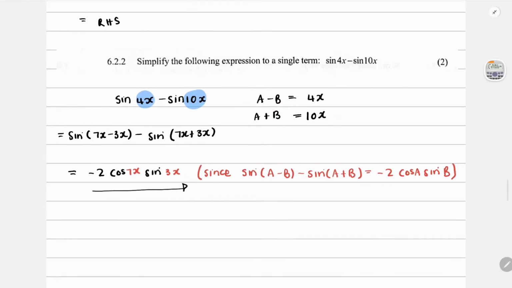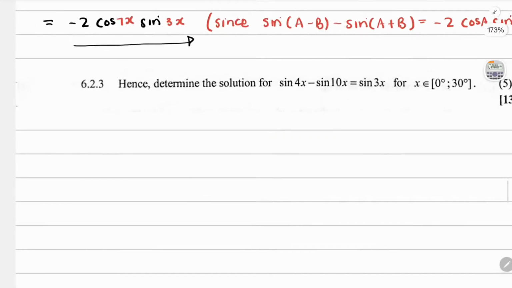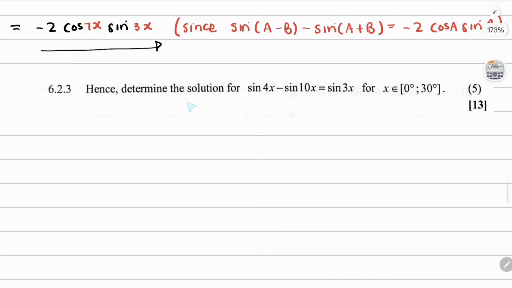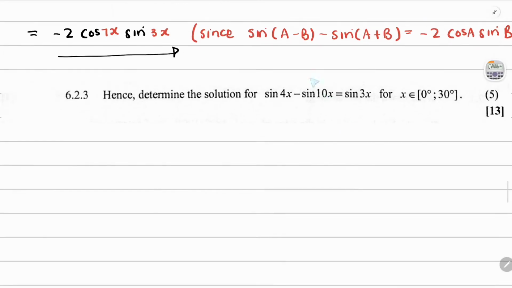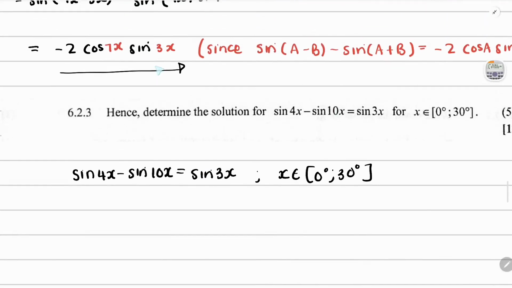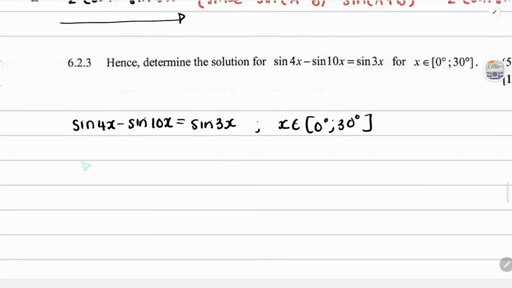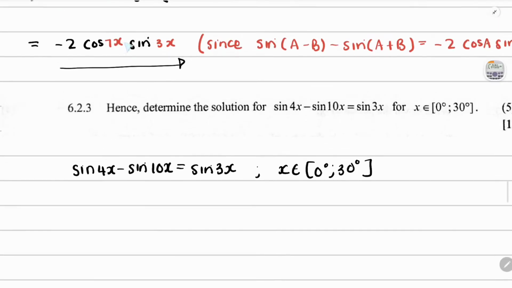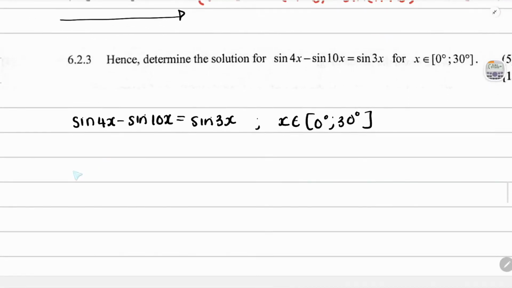Okay, so moving on to the next question. The next question, 6.2.3, says, hence determine the solution for this. Sine 4x minus sine 10x, we already know what that is equal to, negative 2 cos 7x sine 3x, which repeats again. Okay, so great. Since we knew this, we can just rewrite the equation first. Okay, so at this point, you know that this simplifies to that. So we can just go ahead and say, well, I can see this is negative, so I'm just going to rewrite it like this.